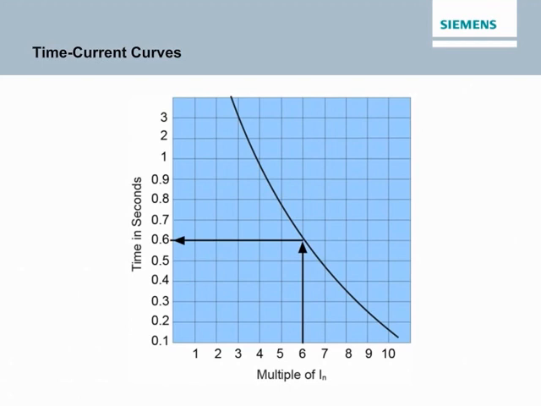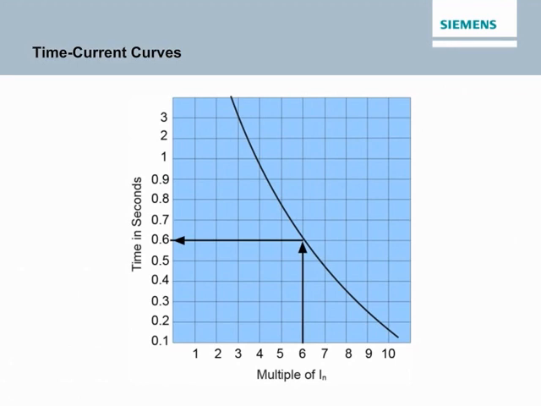Time current curves, similar to the one shown later in the course, are used to show how fast a breaker trips at any magnitude of current. The accompanying illustration shows how to read a time current curve. The horizontal axis shows the multiples of continuous current rating, IN, for the breaker. The vertical axis shows time in seconds.